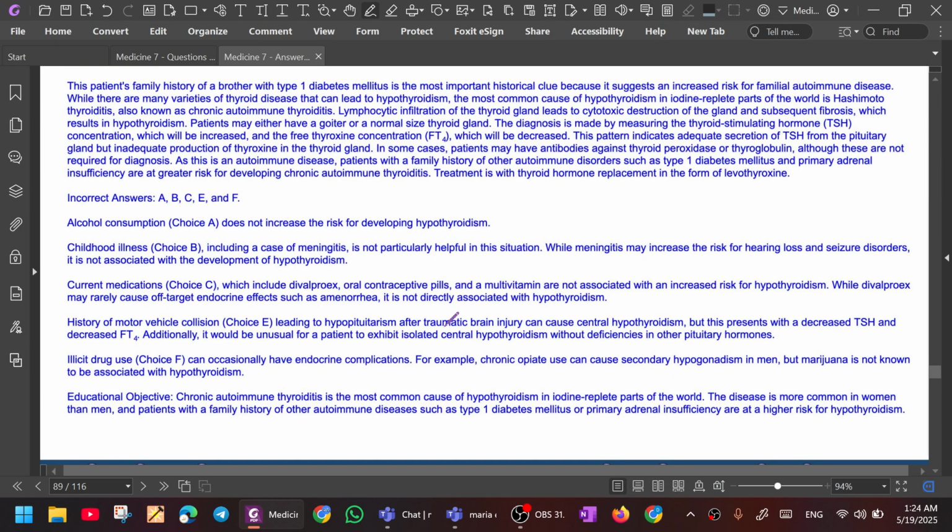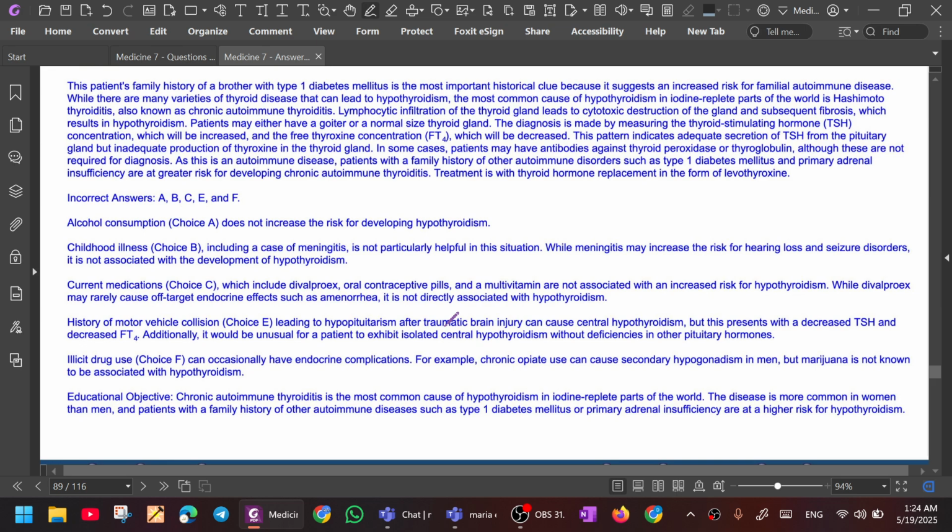As this is an autoimmune disease, patients with a family history of other autoimmune disorders such as type 1 diabetes mellitus and primary adrenal insufficiency are at greater risk of developing chronic autoimmune thyroiditis. Treatment is with thyroid hormone replacement in the form of levothyroxine.